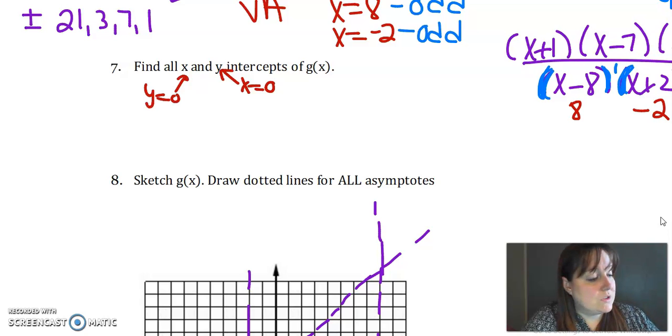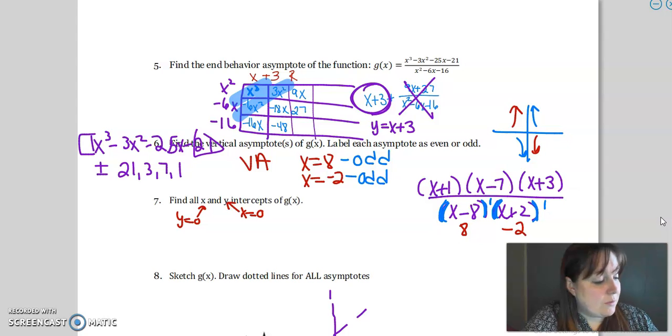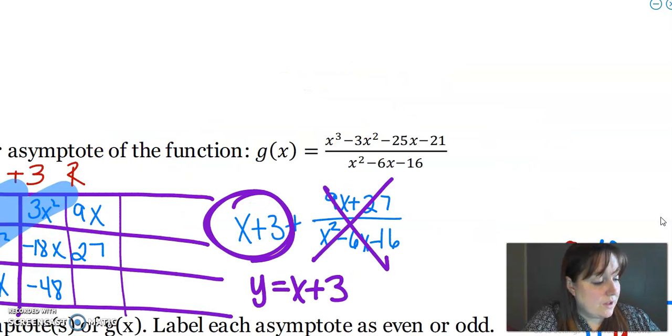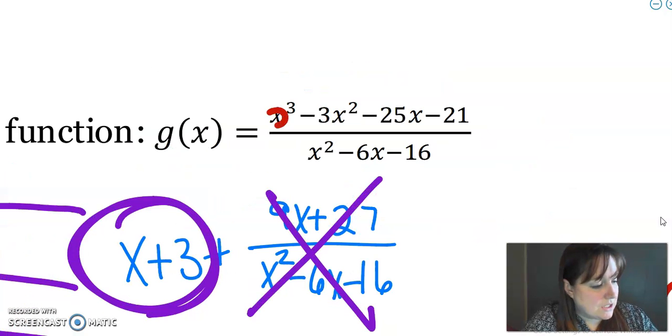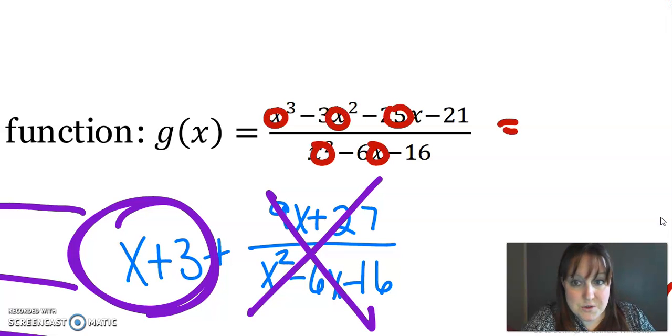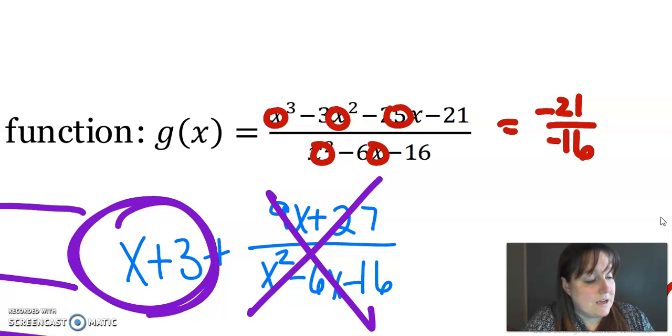So we come here, and if we plug in 0 for x, this is super easy. Watch. 0, 0, 0, 0, 0. So when I plug in 0 for x, I get negative 21 over negative 16, because all of these factors go to 0 if I plug in 0 for x.